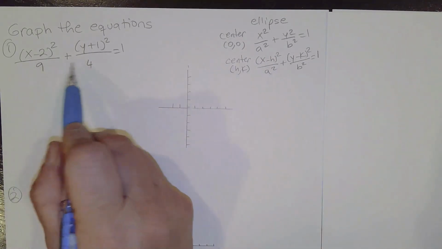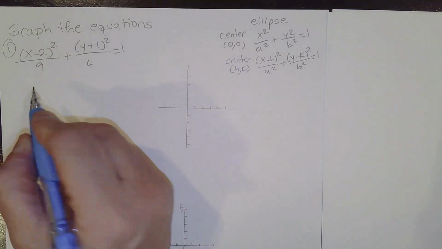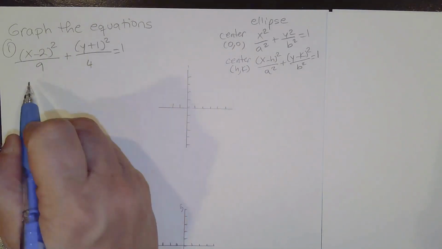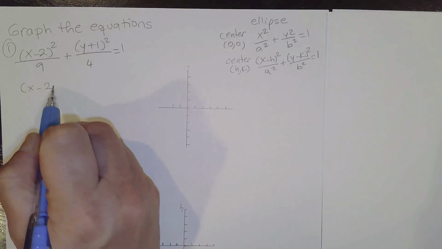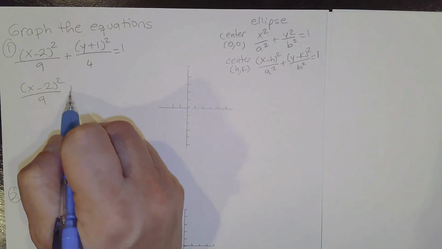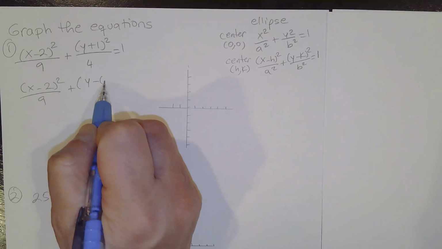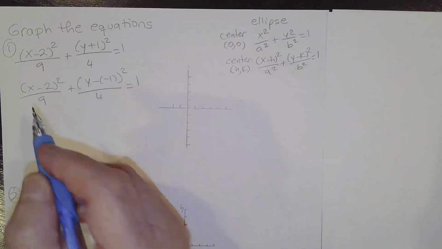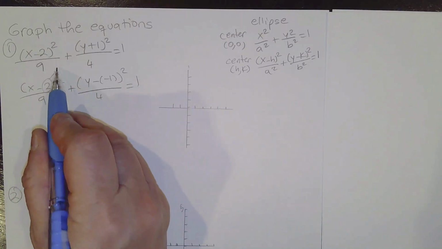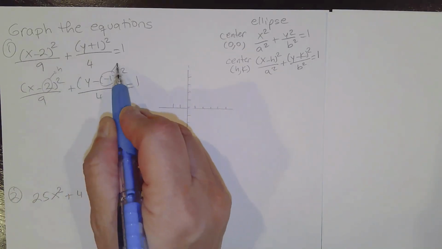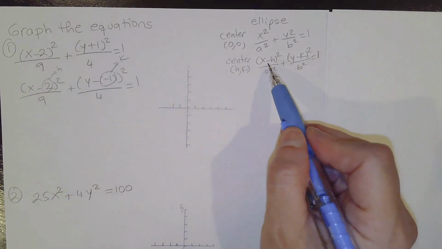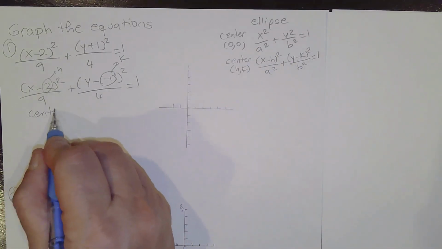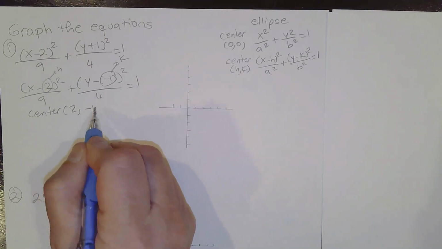Now here it looks like we have a center (h, k). So the center is (2, negative 1). If you like, we can rewrite this as plus (y minus negative 1) squared over 4 equals 1. So this is your h and this is your k right here. Now remember, here we must have a negative. Okay, so the center is (2, negative 1).